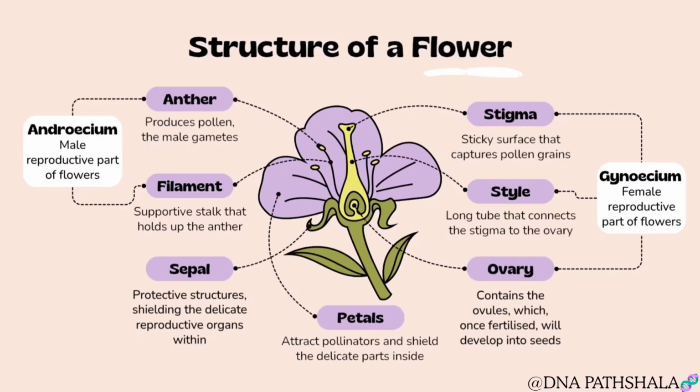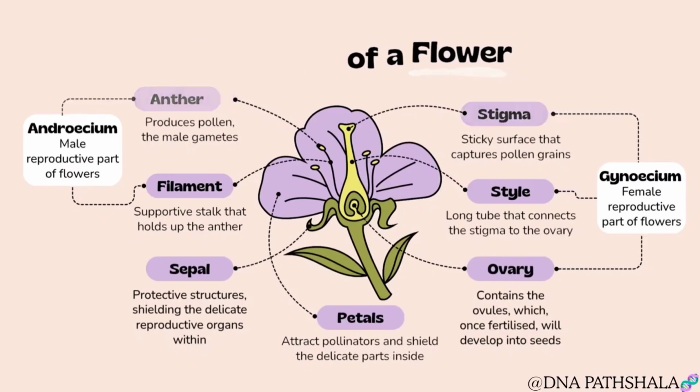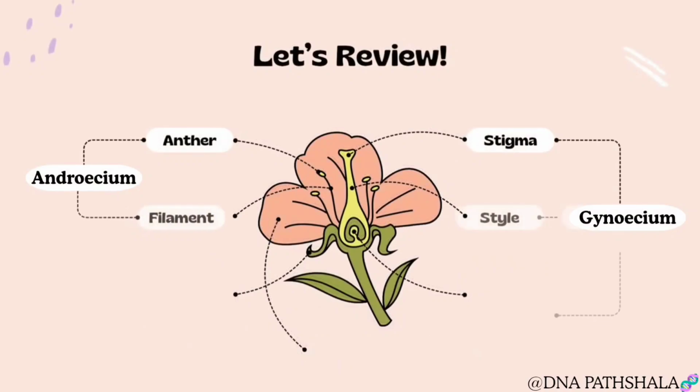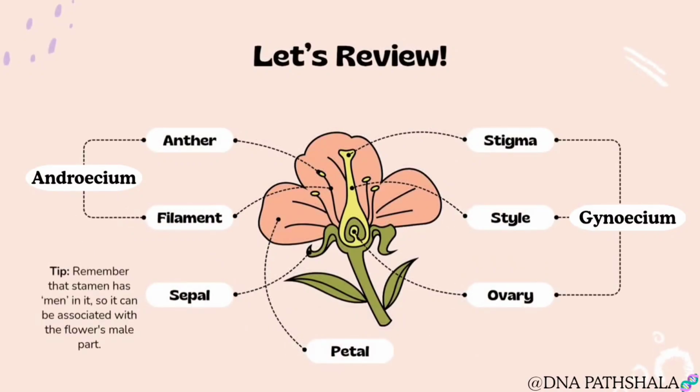Outside these reproductive structures, we also have the sepals and petals, which are non-reproductive parts. Sepals are the green protective leaf-like parts that cover the bud before it opens, and petals are the colorful parts of the flower, and their main role is to attract pollinators like bees and butterflies. So in short, this diagram shows us how beautifully flowers are designed, with outer layers like sepals and petals for protection and attraction, and inner layers like androecium and gynoecium for reproduction. Every part has its role, and together they make sure the plant can continue its life cycle.